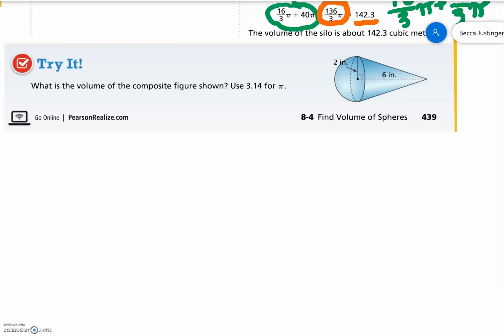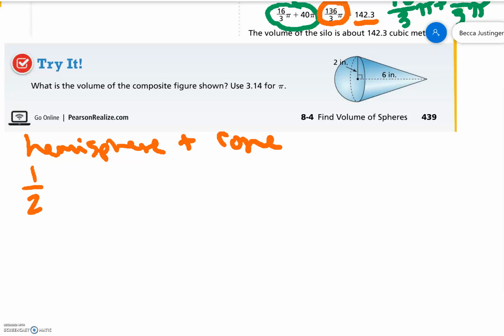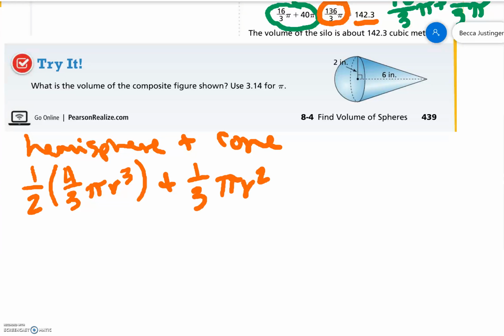Let's try it. What is the volume of the composite figure shown? Use 3.14 for pi. So we have a hemisphere plus a cone. We have to do them separately and then add them together. The hemisphere is half of a sphere, so it's 1/2 of 4/3 pi r cubed, plus the cone is 1/3 pi r squared h.